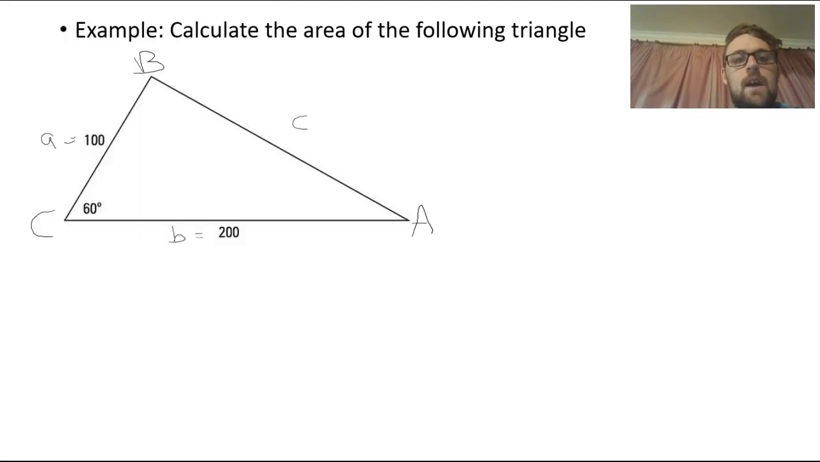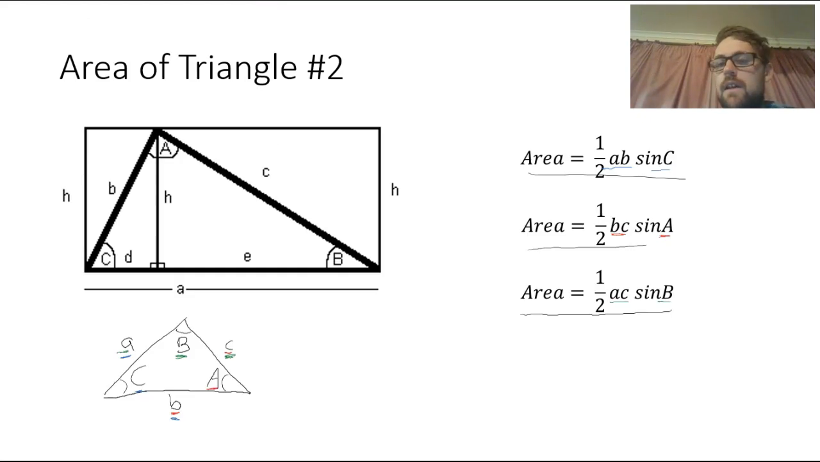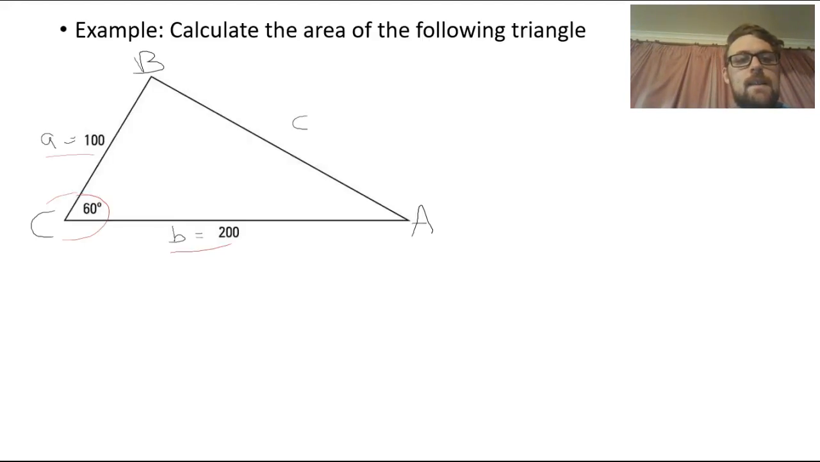So what do I know? I know my A, my B, and my angle C. So if I head back to those formulas on the previous page, I know A, B, and C, so I'm going to have to use this first formula here. Area equals half AB sine C. So my next step is to write that out. Area equals half AB sine C. And then just substitute in from there.